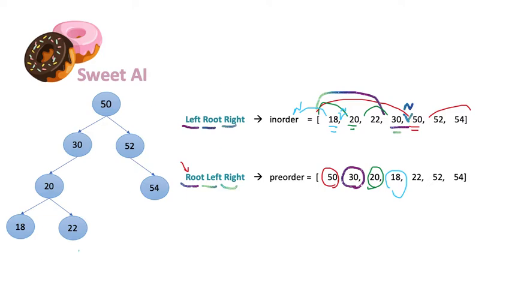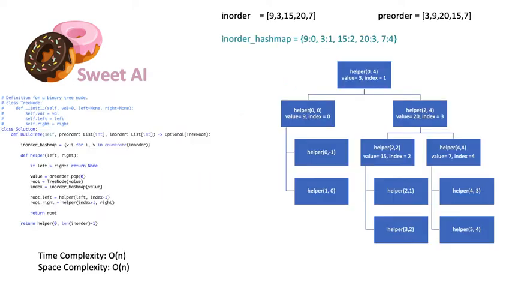So how can we use this to build this binary tree? For doing that, we are going to create a hash map of this inorder array to find the indexes quickly. The reason that we are using a hash map is that the lookup in a hash map is constant time. So let's jump to the code and see how it works.